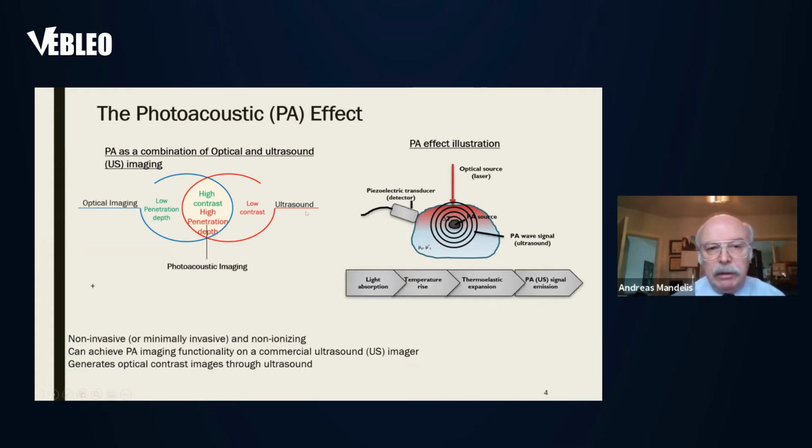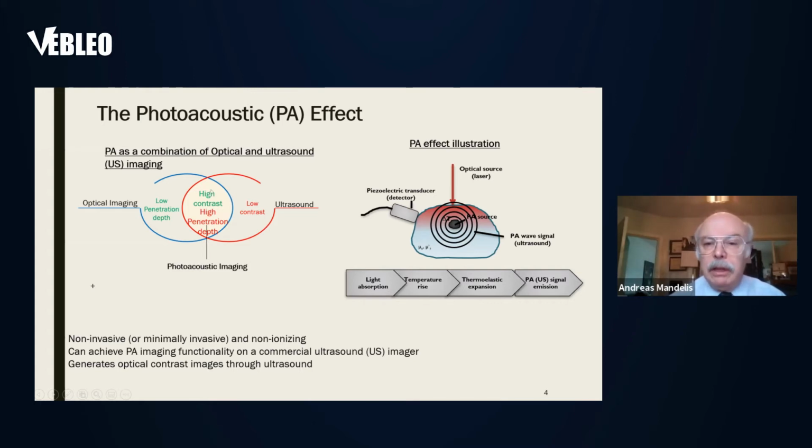So as you can see here, if you were to use optical imaging for inspecting tissue, what you're going to find is that you have limitations over a low penetration depth. However, the contrast is very high because this molecular contrast, the particular wavelength that you're using, has different absorption properties for different components of the tissue.